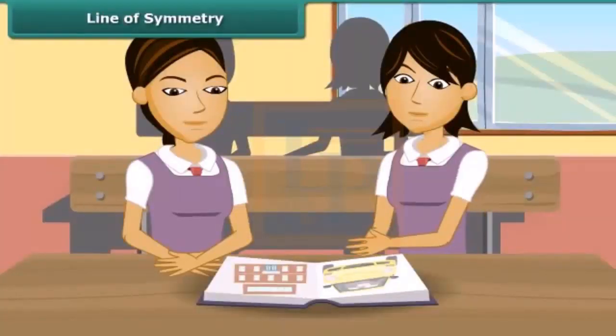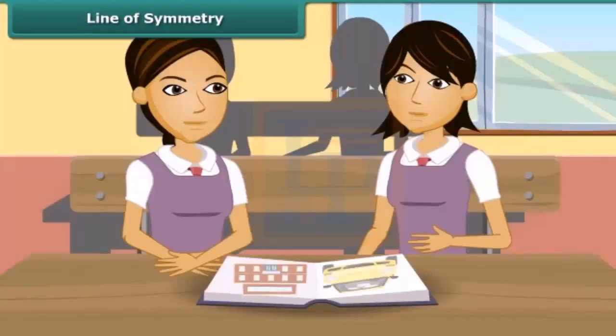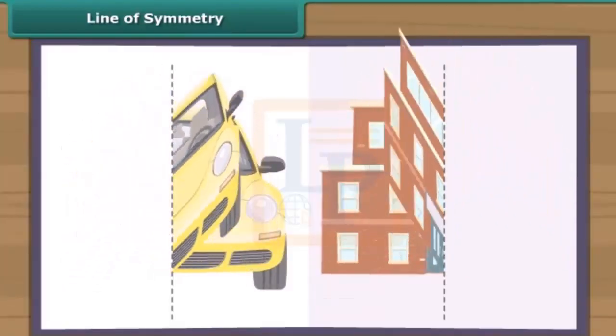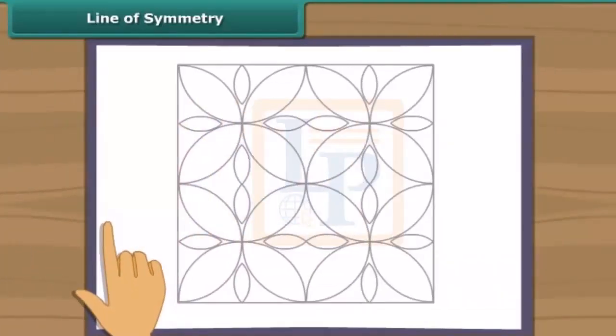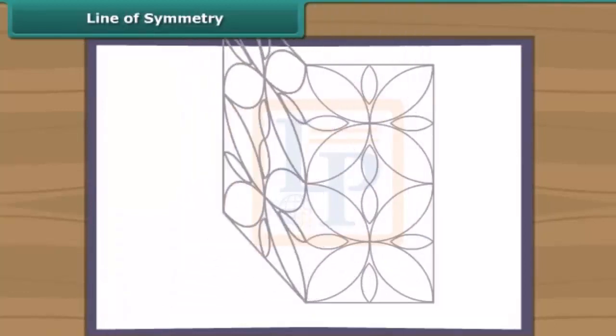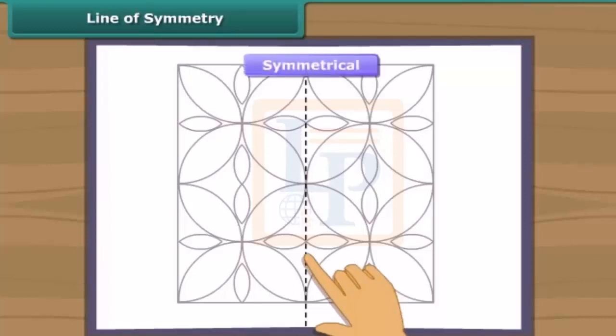Look at these figures. The line you can see is the line of symmetry of these figures. Line of symmetry, what is that? When we fold the figure about this line of symmetry, we will see that the two parts of the figure are coinciding. Let's take this figure now. When we fold this figure from the center, we will see that the two parts of this figure are coinciding. So we will say that this figure is symmetrical and this line is line of symmetry.